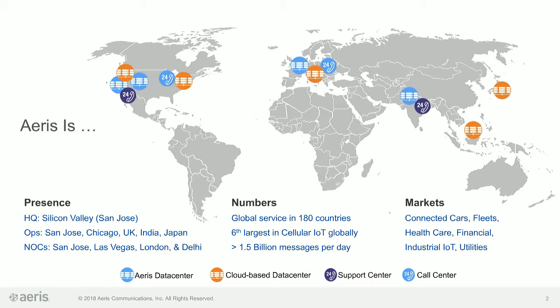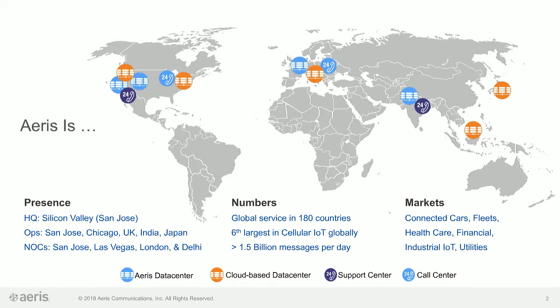Aeris is basically an IoT services company. We provide a complete end-to-end capability for the people who need to deploy IoT applications around the world. We are headquartered in Silicon Valley and San Jose with operations around the country as well as in the UK and India and Japan. We have network operating centers here in the US. We have a center in London and a center in Delhi. And we are currently providing services literally in about 180 different countries, although not all of those countries have units deployed at the present time. In terms of the number of cellular units, we are in the top 10, sixth largest estimated, and we're processing well over 1.5 billion messages a day in a variety of different markets: connected cars, fleets, healthcare, financial, industrial IoT, utilities, etc.